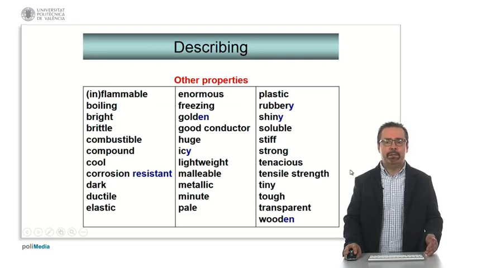Resistant at the end of one expression is very typical as well. It can be thermal resistant or corrosion resistant. And we have a typical construction of adjectives ending in Y. Icy, similar to ice. Or en at the end, golden, similar with the same properties of gold.